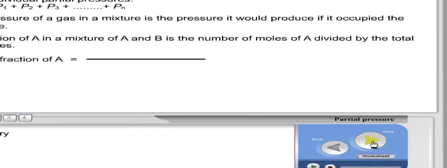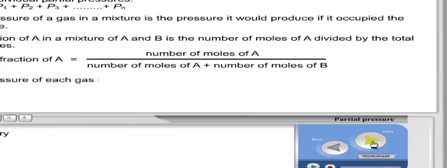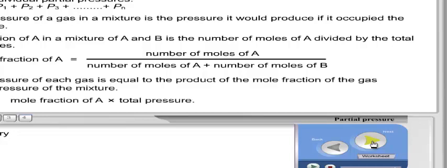Mole fraction of A is equal to number of moles of A upon number of moles of A plus number of moles of B. The partial pressure of each gas is equal to the product of the mole fraction of the gas and the total pressure of the mixture. PA is equal to mole fraction of A times total pressure.